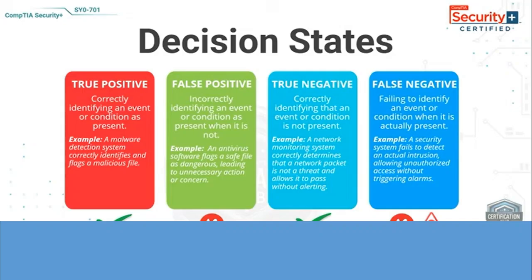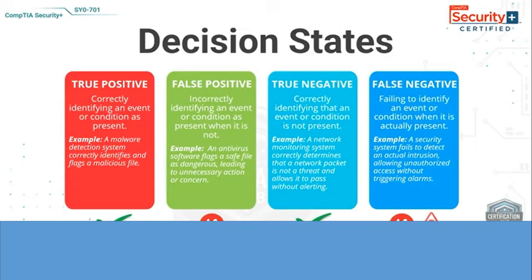The next is the false positive: incorrectly identifying an event or condition as present when it is not. An antivirus software flags a safe file as a dangerous file. You have a safe file, but the antivirus shows it as dangerous. This is a false positive. It leads to unnecessary action or concern, because it is not actually a virus, yet it is showing you that it's a dangerous file.